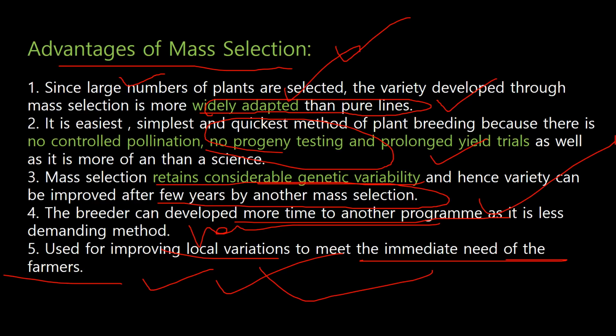So these are the five points. It is widely adaptable, there is no need for controlled pollination or progeny testing, and the time to yield is very short when compared to pure line selection. You can retain the genetic variability, and it can be used to improve crops. And it is very less time consuming. These are the advantages that it possesses.